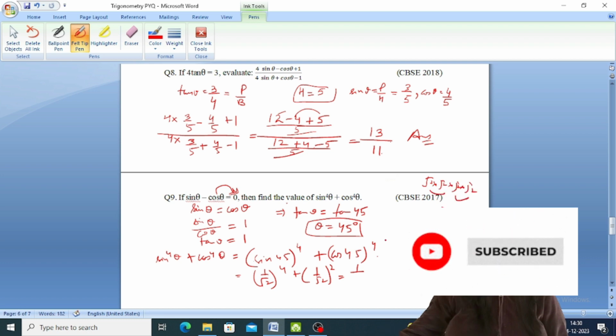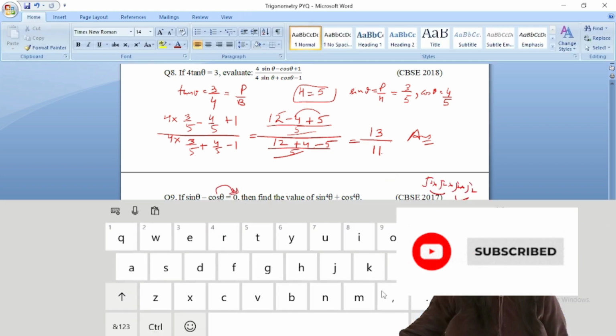2 into 2, 4. 4 plus 1 by 4. LCM is 4. 1 plus 1, 2. So answer is 1 upon 2. 1 upon 2 is the answer for this question. Let's move to the next question now.